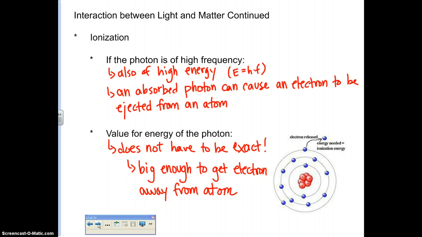Ionization. We started to talk about this in topic 7. If the photon is of a higher frequency, then it's also going to have a higher energy because Planck's constant, obviously, will stay constant. So E equals hf would be used in this scenario. If the photon is of high energy, an absorbed photon can cause the electron to be ejected from an atom. The energy of the photon does not have to be exact. It just has to be big enough to get the electron away from the atom.